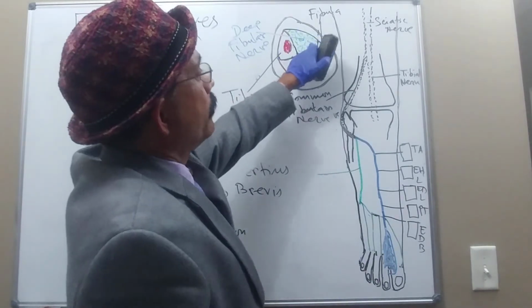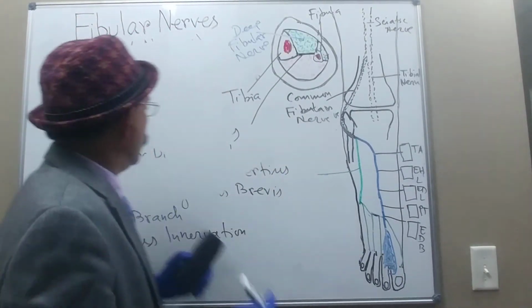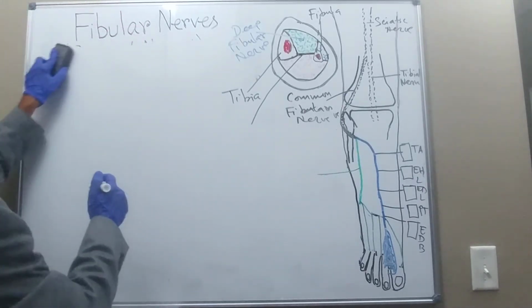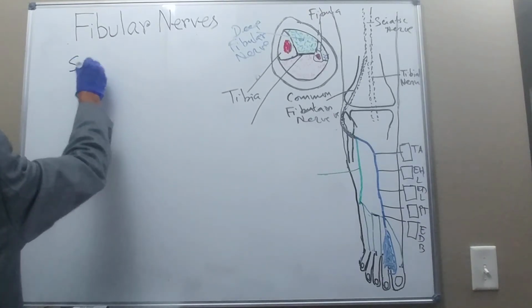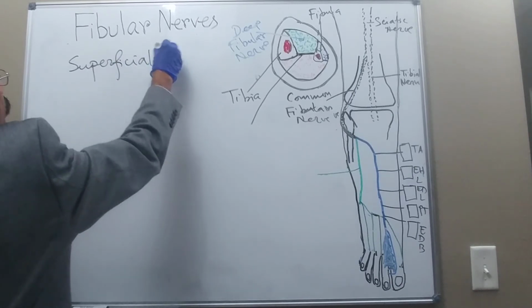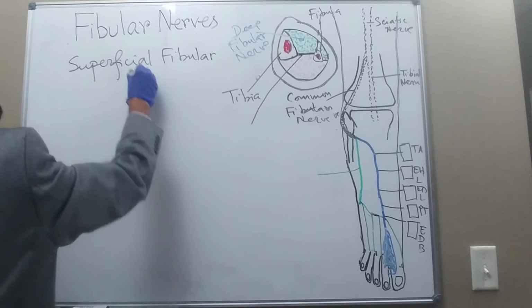These muscles are innervated by the deep fibular nerve. We got that. Now we'll go to the superficial fibular nerve, or superficial peroneal nerve.